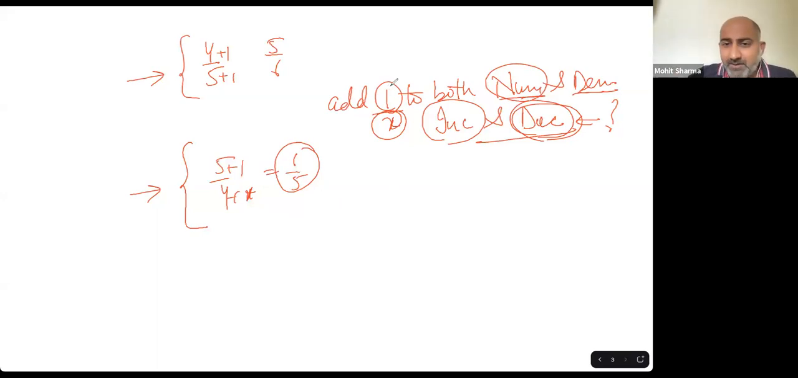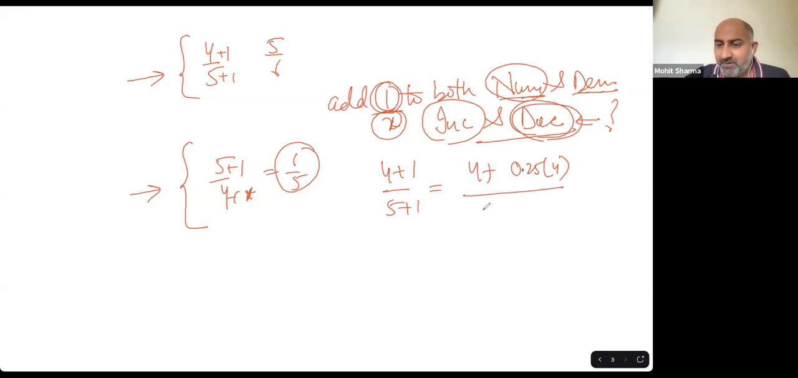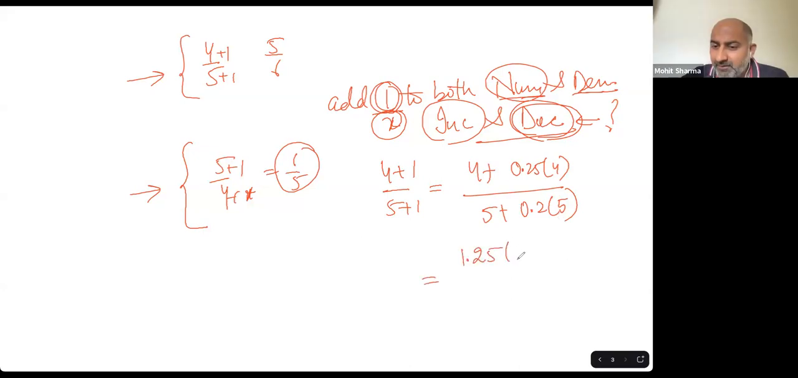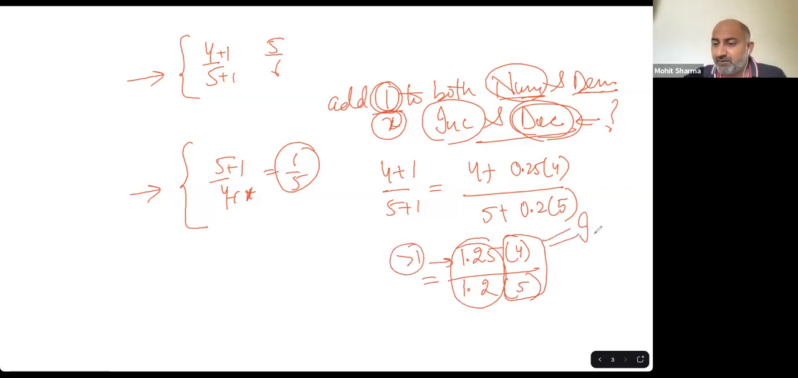Let's see. So let's say 4 plus 1 upon 5 plus 1. 1 is what? 25% of 4? Yes. And 1 is 20% of 5. Right? Yes, sir. Okay, makes sense. Now, the numerator is increasing by 25%. The denominator is increasing by 20%. So 4 by 5 is getting multiplied with something which is greater than 1. So this fraction would increase.